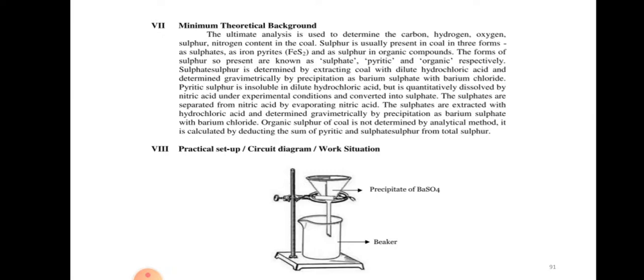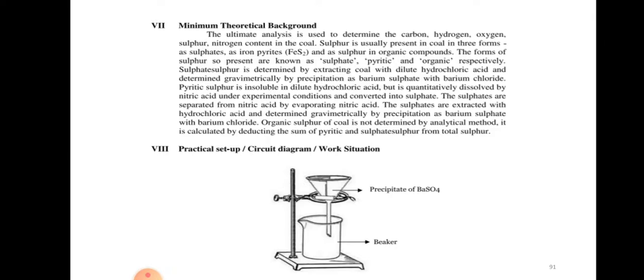How to determine the sulfur? Sulfur is present in the form of atomic structure, so we convert it into a sulfur precipitate. This is called ultimate analysis, which is used to determine the exact quantity of carbon, hydrogen, oxygen, sulfur, nitrogen present in coal. Sulfur is present in the form of sulfate, iron pyrite as well as organic compounds.